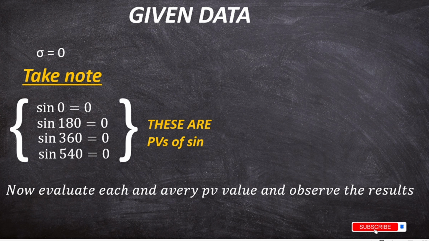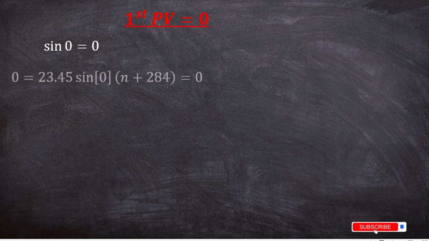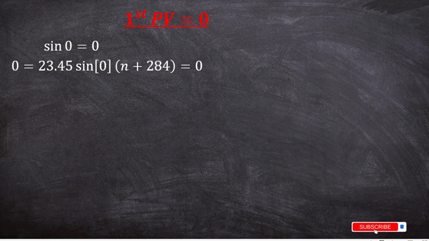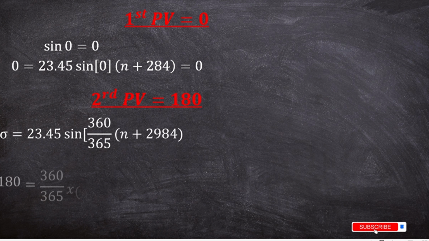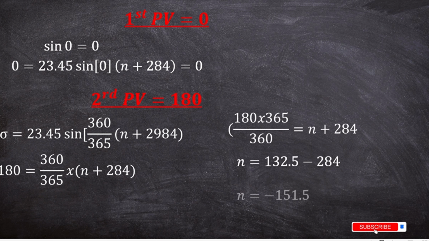Starting with our first primary value, which is 0, substituting: sine 0 equals 0, and 0 equals 23.45 sine 0, everything becomes 0. Moving on to the second value, which is 180. Substituting 180 in our formula, we get n as negative 151.5.